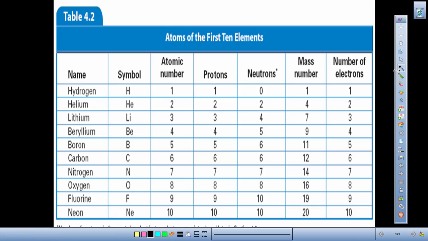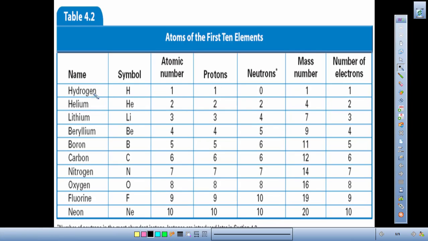And here's a list of the first 10 elements. And so I have their name, and here's the symbol. And you can see it always starts with a capital letter, and sometimes there's a second letter. It's always lowercase. And you see the atomic number is ascending, it goes up by 1. And you see the protons, same thing, because these 2 things are equal.